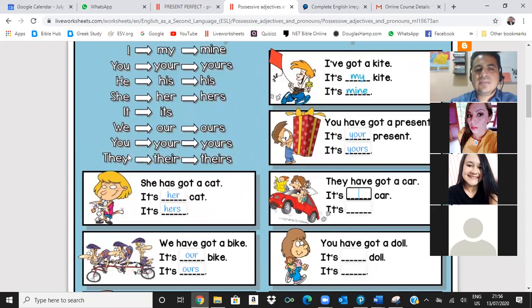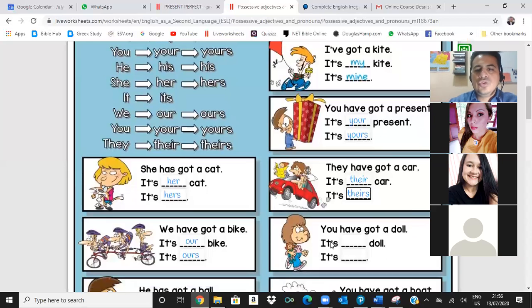They have got a car. It's, aquí está they. Okay. There. It's theirs. Theirs. Nice, al final. Okay, very good.